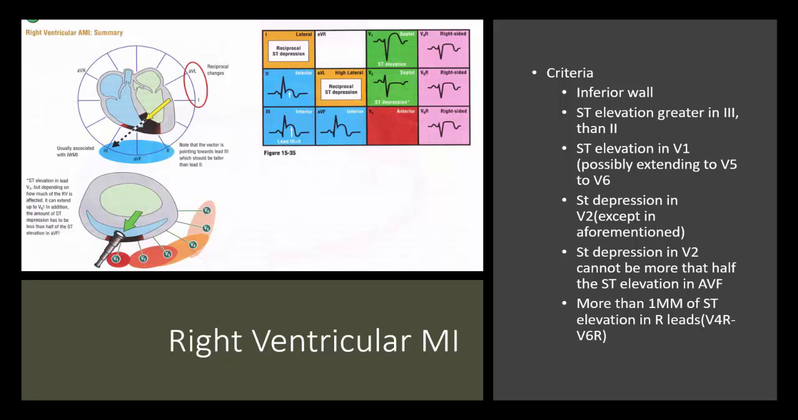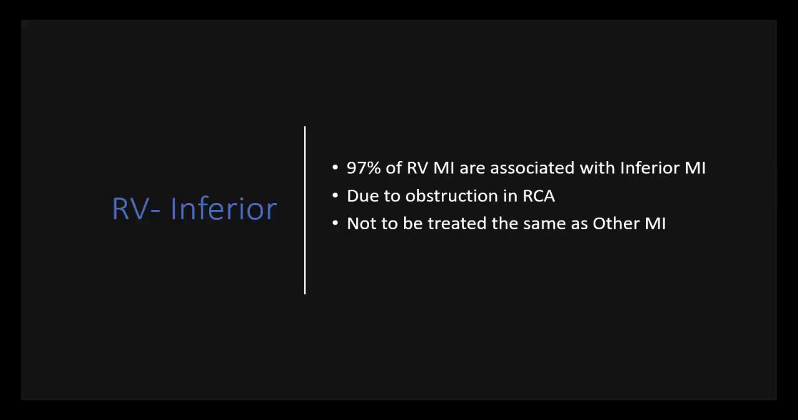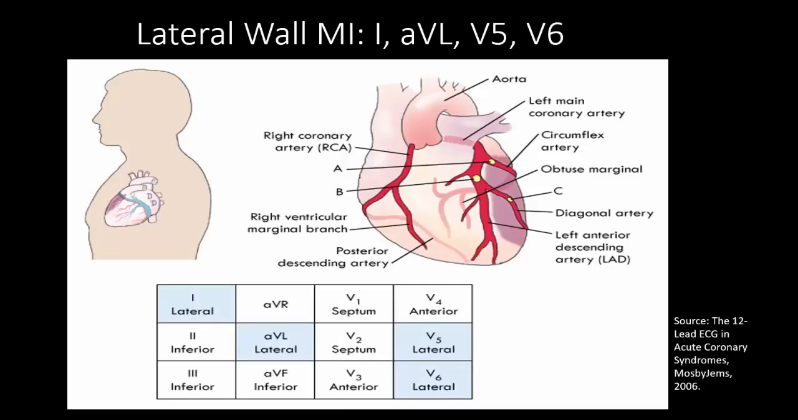Another thing that you can notice is ST elevation greater in lead 3 than 2, even before you've moved your lead over. 97% of right ventricular MIs are associated with inferior MI. So that's why it is a very fine line right there for you to make sure that you are detecting right ventricular MI. Only 3% of the time, a left circumflex artery can be the cause of the right ventricular MI. So these images are just reaffirming again, just showing you what arteries are involved.